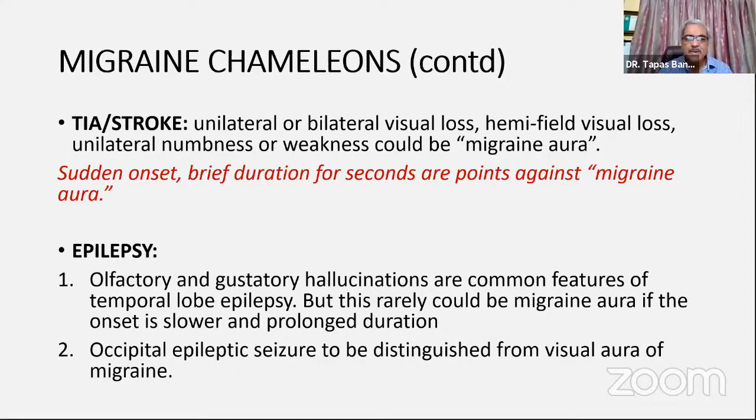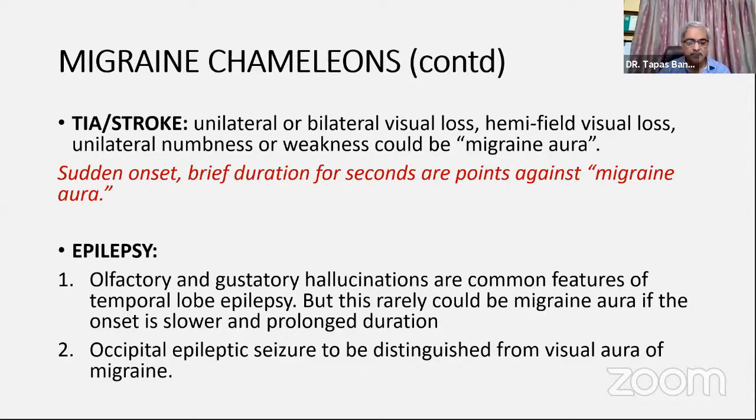Stroke can be a presenting feature of migraine. But if you see a sudden onset, brief duration for seconds, this is a transient ischemic attack. This is a pointer against migraine aura. That doesn't come so suddenly and disappear so abruptly. Epilepsy, temporal lobe epilepsy can present with olfactory or gustatory hallucination, but rarely it can be the way a migraine aura can present. The clue is in migraine aura, the onset is slower and the duration is much more prolonged.